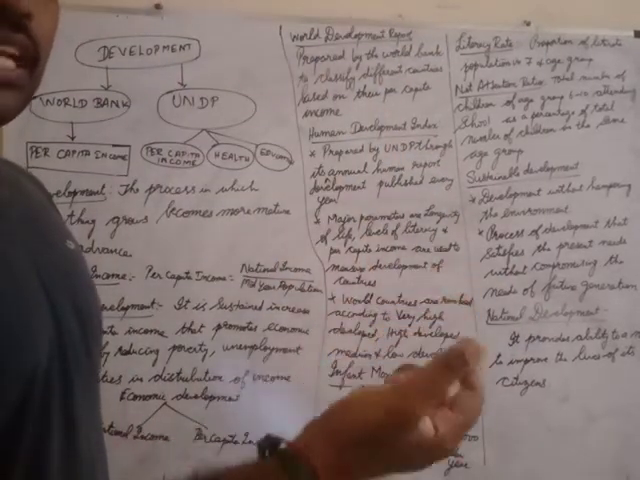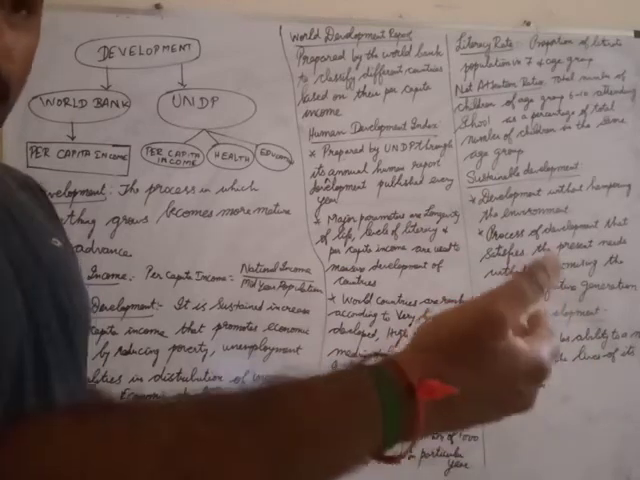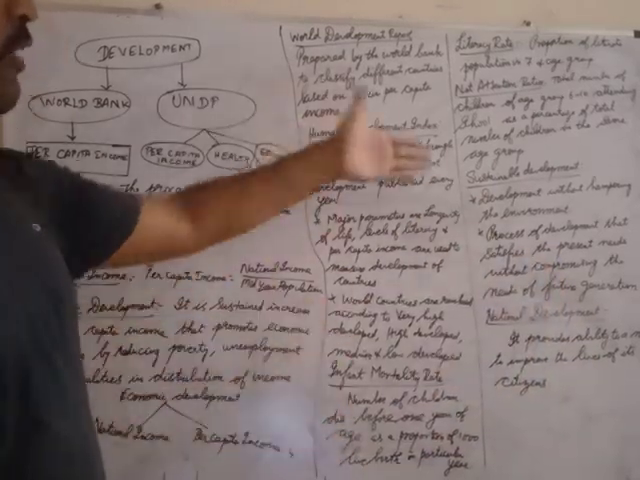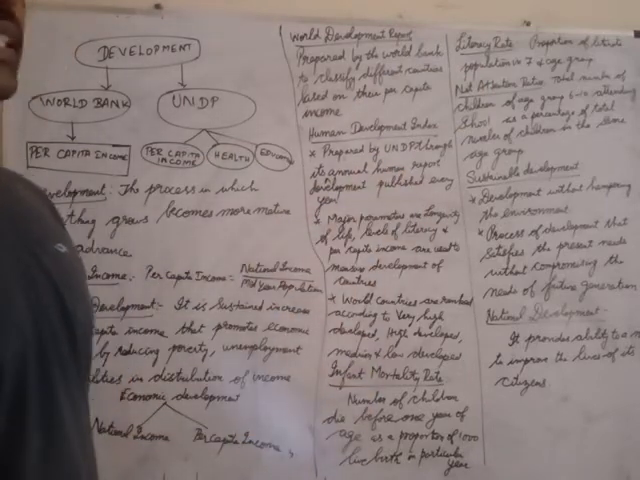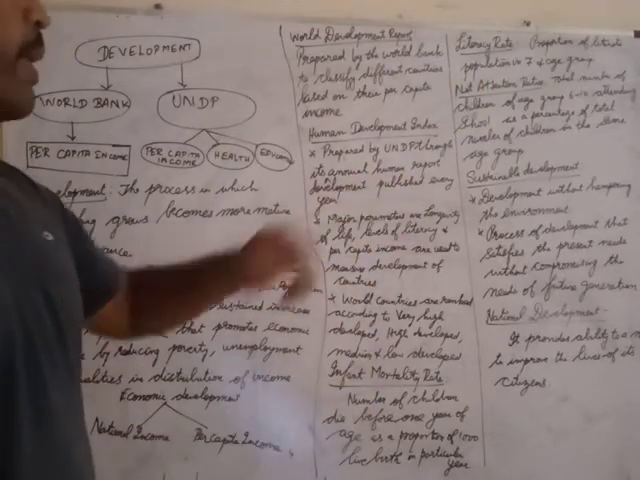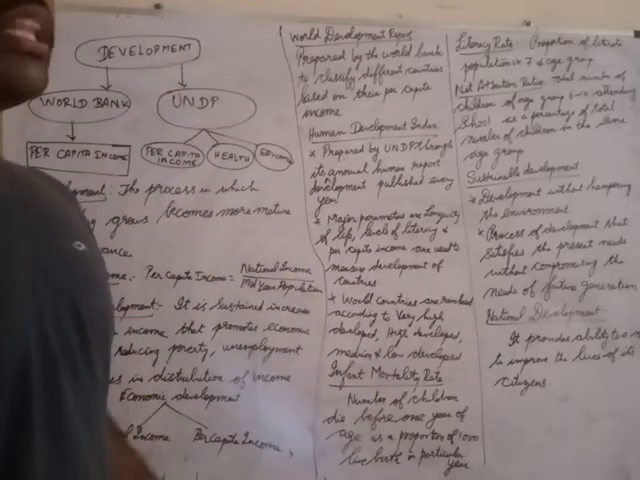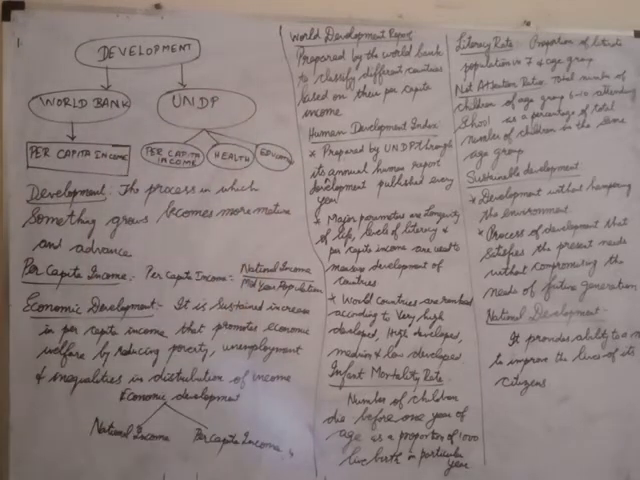How many children were born this year and how many children died this year. Likewise, different sustainable reports will be prepared under the Human Development Index. It will be published every year, yearly once. That is what the Human Development Index is.